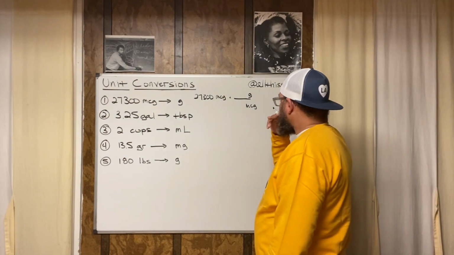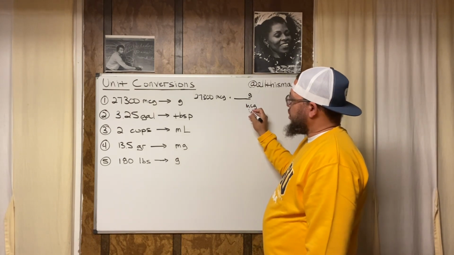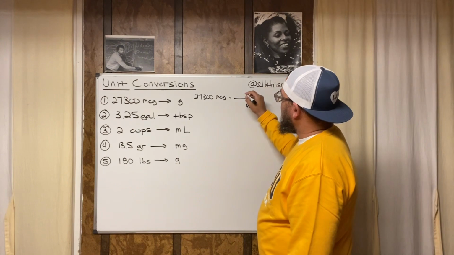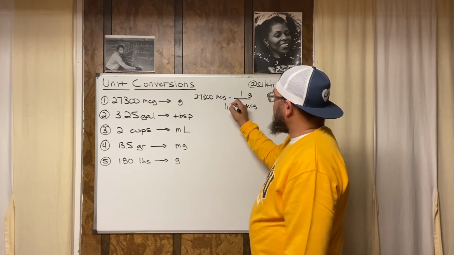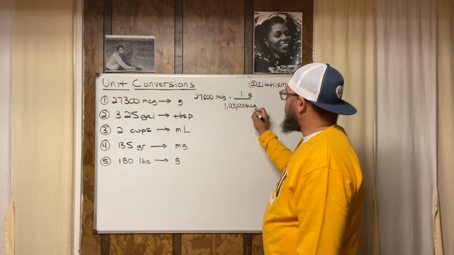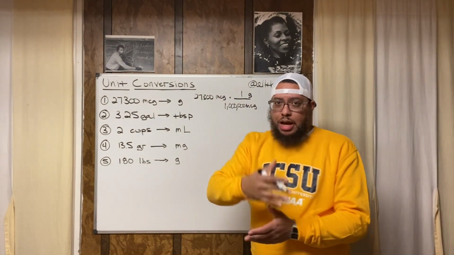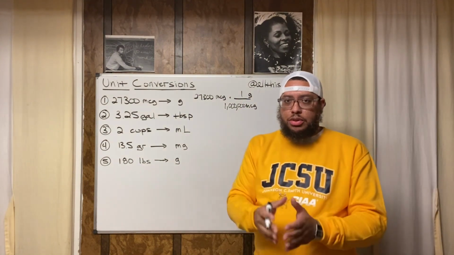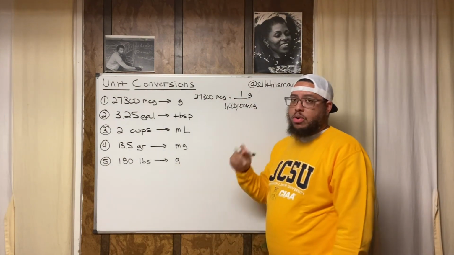So now, since we know that 1,000,000 micrograms is equal to 1 gram, that's what we're going to write. We're going to put 1 gram up here, and I'm going to put 1,000,000 micrograms, because like I told you, if you take a gram and you divide it up into 1,000,000 equal pieces, each of those pieces would be a single microgram.